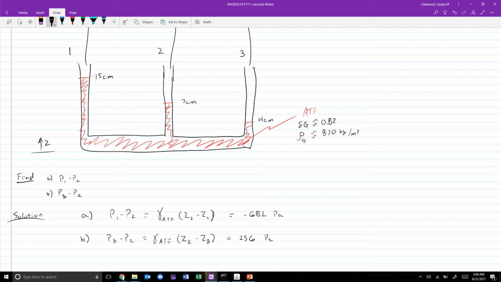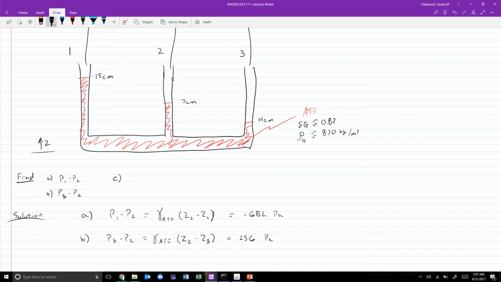Okay, so let's do a little thought experiment now. Let's add a C to our find list here. What if our intrepid do-it-yourself mechanic is seeking not just to measure the pressure differences between each leg, but also looking to figure out what the gauge pressure is on each leg, that is, relative to the atmosphere? How would he do that?